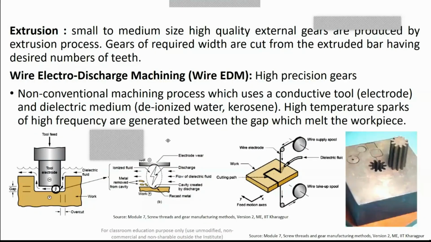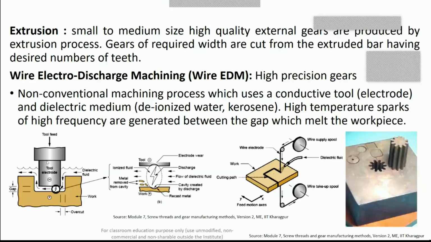Then we have a very interesting process which comes in machining. It is called the wire electro discharge machining process, the wire EDM process. It is a variant of the simplest electric discharge machining process. You have a tool, an electrode, which is made up of conductive materials like copper. This tool can be made of different shapes and sizes.